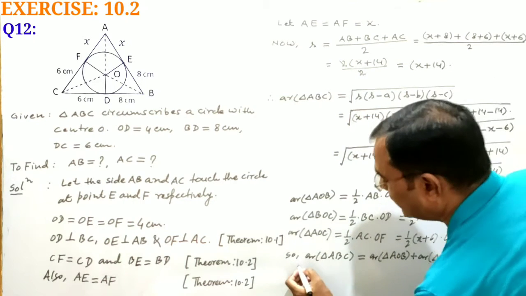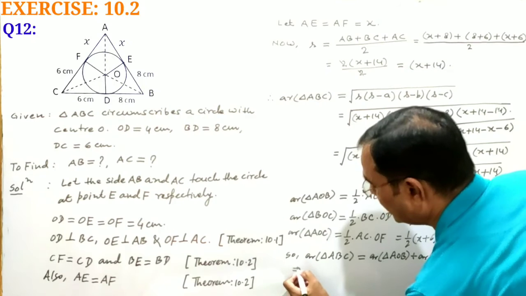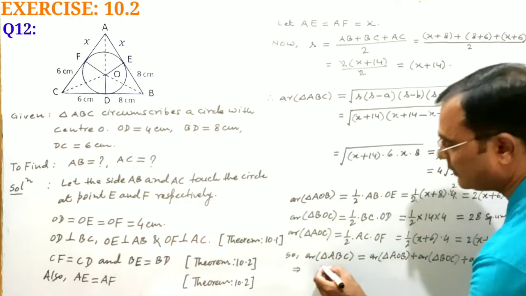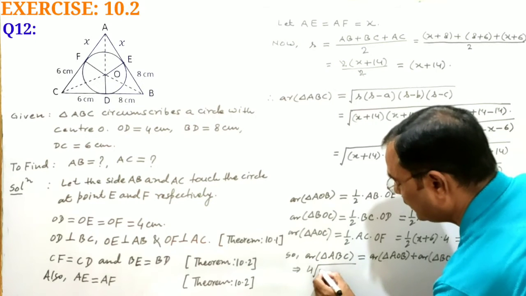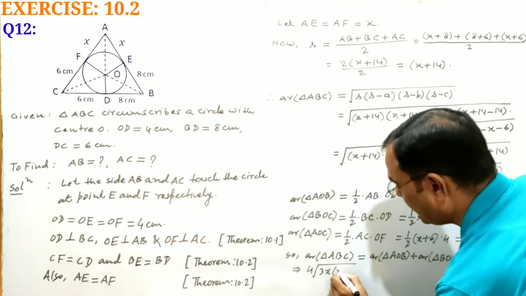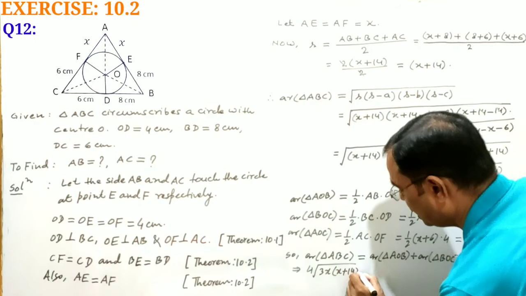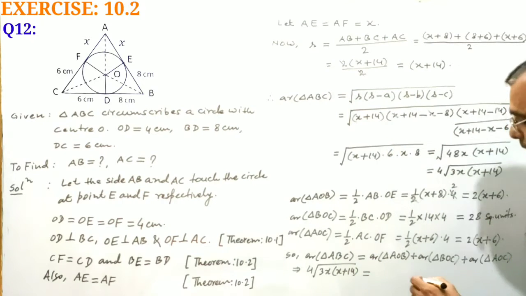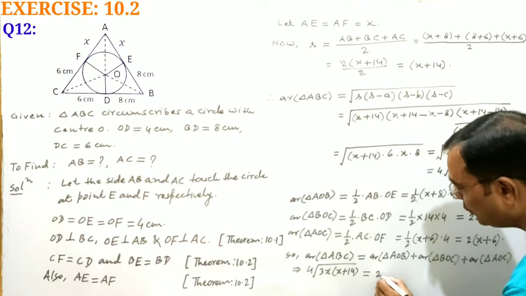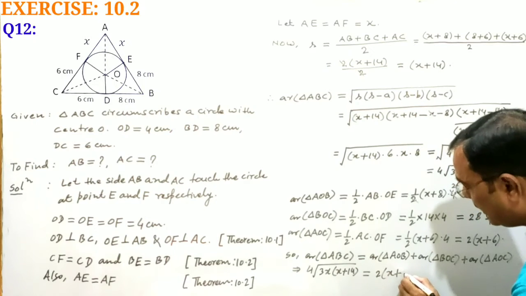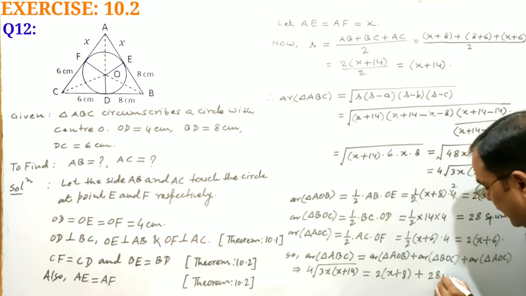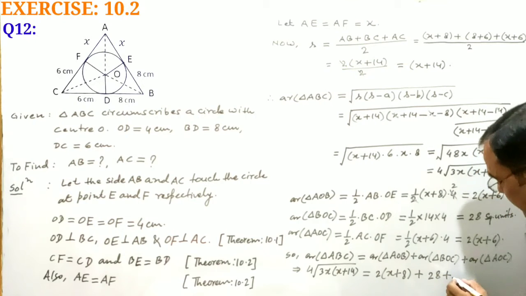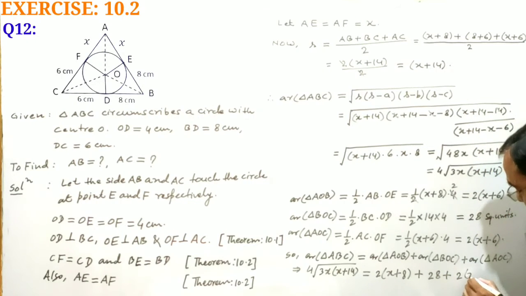Let us put the values of areas of these triangles. So it is 4 into under root 3x into x plus 14 equal to 2 into x plus 8 plus 28 plus 2 into x plus 6.